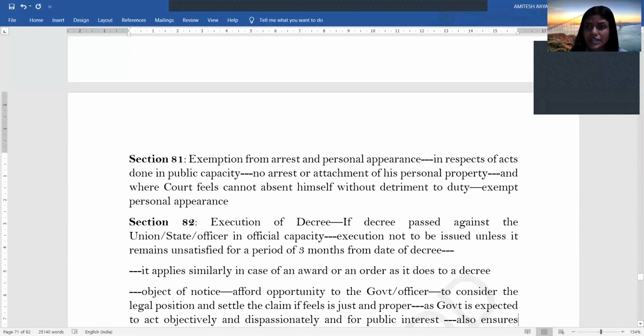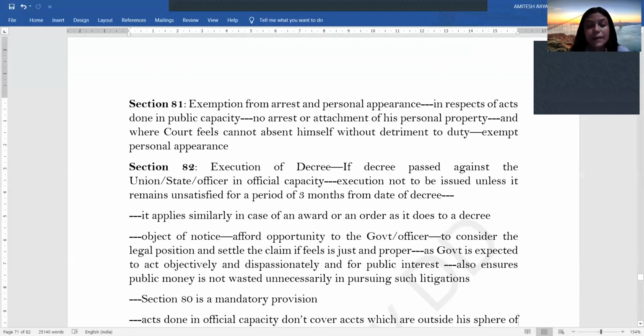Now, section 81 talks about exemption from arrest and personal appearance. If those particular officers have acted in official capacity, then firstly, you cannot arrest them or attach their personal property. And where the court feels that he cannot appear in court without detriment to his duty, then his personal appearance will also be exempted.